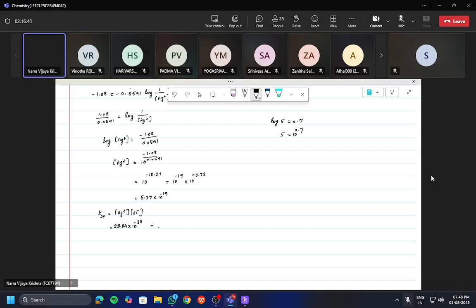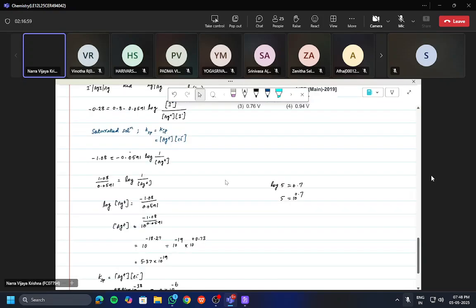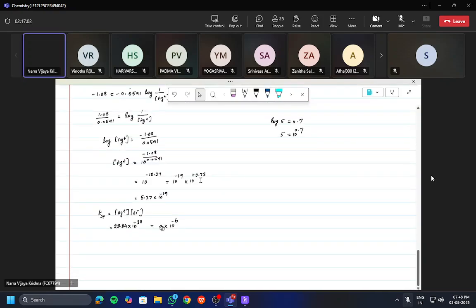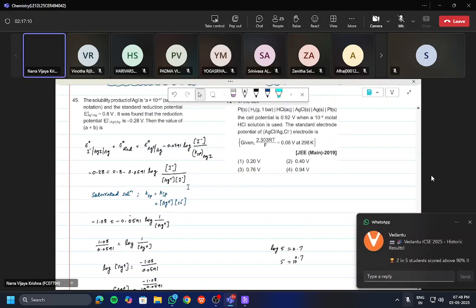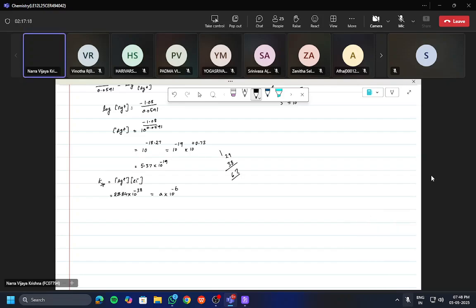They gave that value as A into 10 power minus B. Correct? What is the A value? Nearly 29. B value 38. They want A plus B, man. A value is 29, B value is 38. 29 and 38, 67. So the answer must be 67. Check. Not given, huh? Means something is wrong.